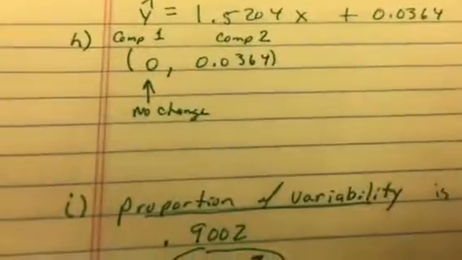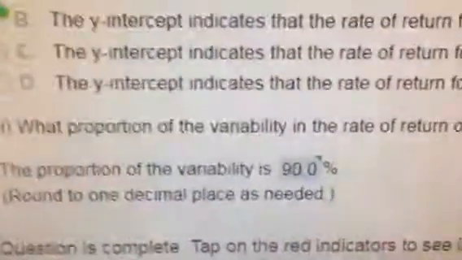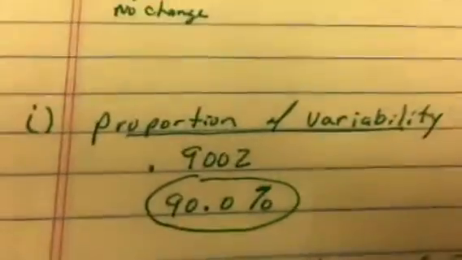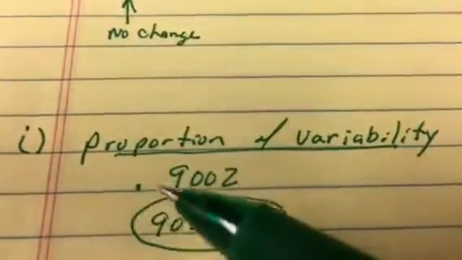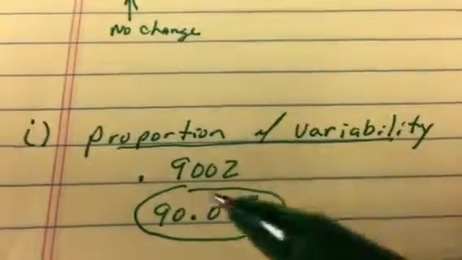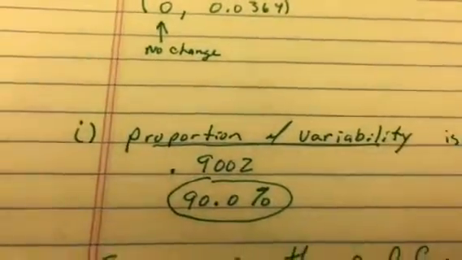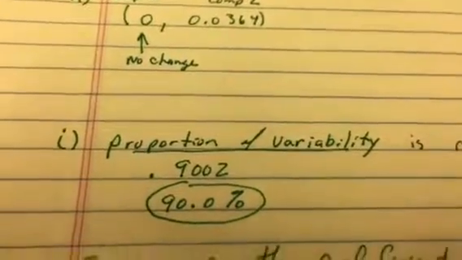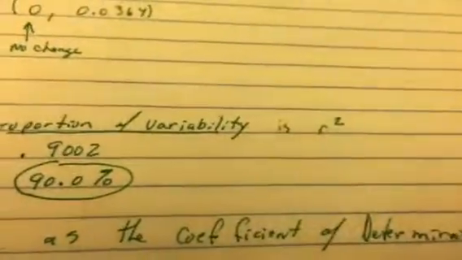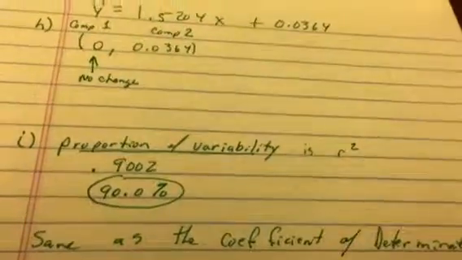They asked me to tell the percent. Notice it has a percent sign. So all I have to do is move my decimal 2 places, and there's a 90% proportion of variability. Let me explain what that means. The proportion of variability and your coefficient of determination mean the same thing. You are looking at your second value.